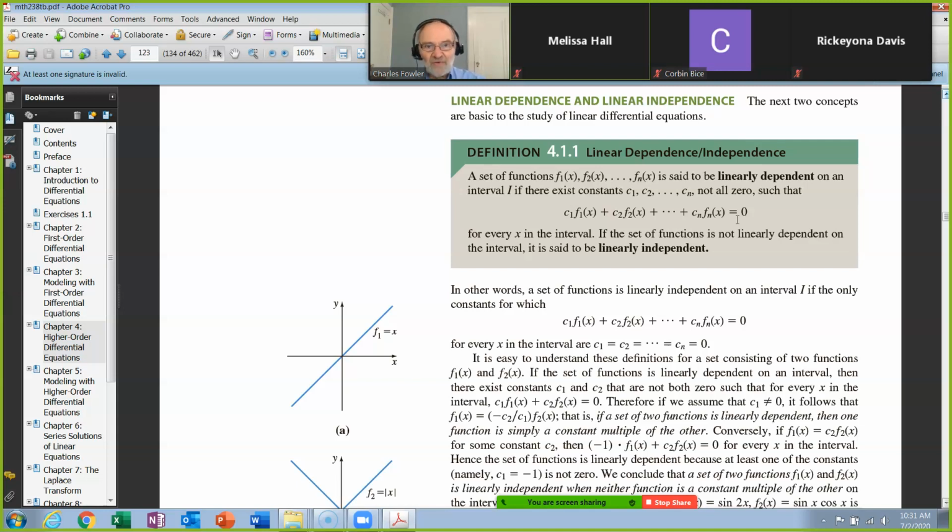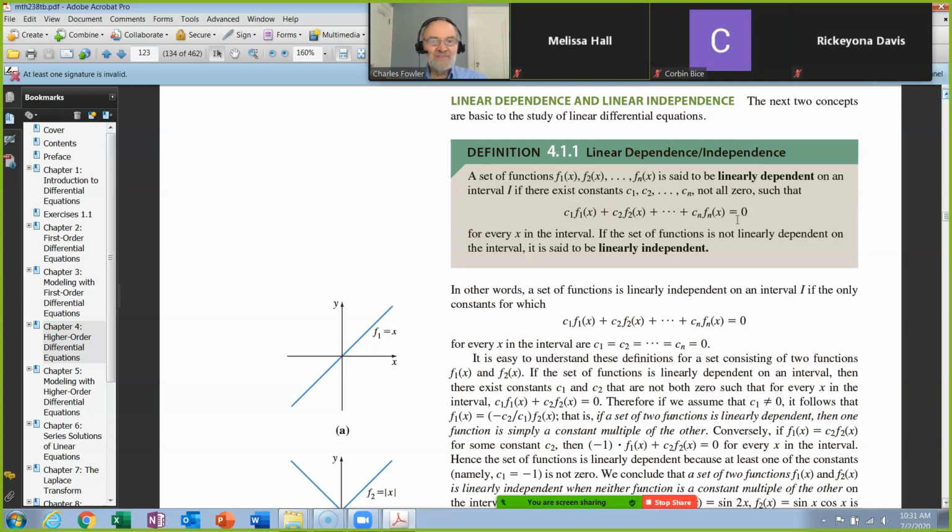Now of course, if the only way to get 0 is for all those c's to be zeros, then they're linearly independent, because if you can't come up with a combination of c's, not all 0, then there's no way you can combine those together to get 0 unless all the c's were 0. So if a set of functions is not linearly dependent, it's called linearly independent.